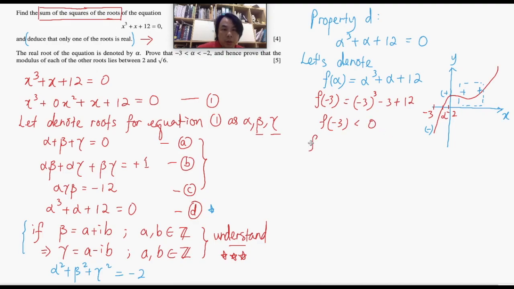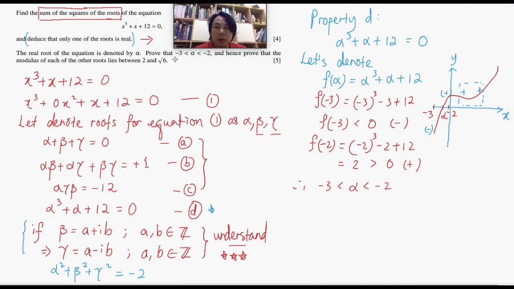And then I'm going to test out -2, which is -2 to the power of 3, -2 plus 12 here. Now that is actually -8, -10. Now that is actually a 2, which is more than 0. Yes, we can see that there is a sign change. This is a negative sign. This is a positive sign. Therefore, we can deduce that alpha must be lying between -3 and -2.